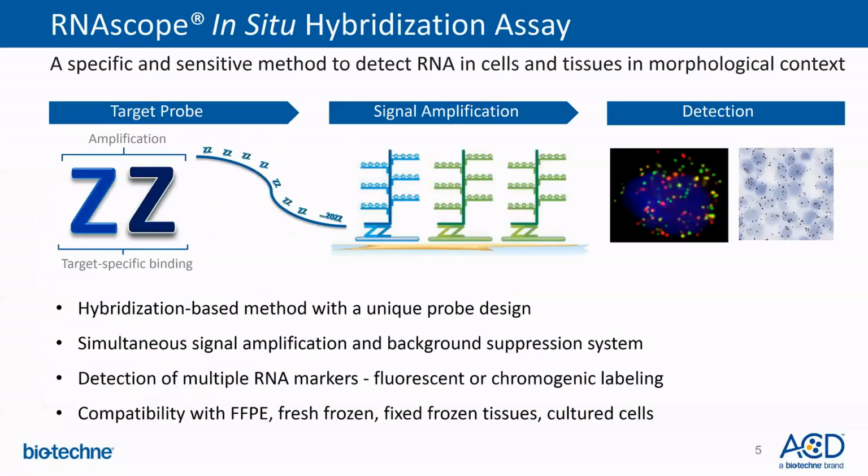So RNAscope is an in situ hybridization assay, which is a specific and sensitive method to detect RNA in cells and tissues in a morphological context. As I mentioned, it's a hybridization-based technique, and it has a simultaneous signal amplification and background suppression system. It allows detection of multiple RNA markers using fluorescent or chromogenic labeling, and it is compatible with a variety of sample types, including FFPE, fresh frozen, fixed frozen, and cultured cells.